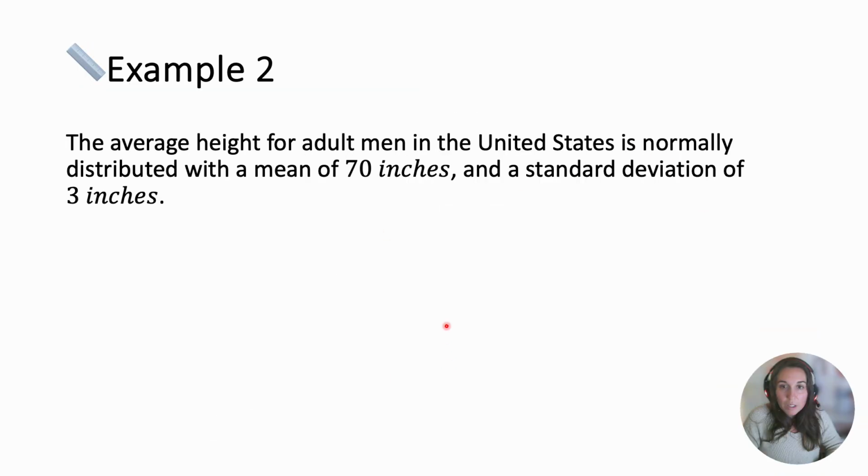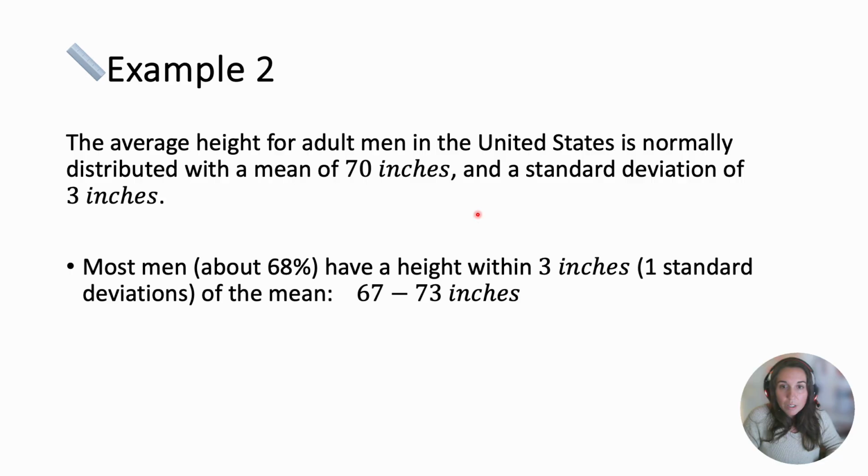And just to give you a context and an application of all that, the average height for adult men in the United States is normally distributed with a mean of 70 inches and a standard deviation of 3 inches, okay? So the average height for a man is 70 inches. And if there's a standard deviation of 3 inches, that means that most men, about 68%, have a height within 3 inches, or 1 standard deviation, of the mean. So 3 inches to the right would be 73 inches, 3 inches to the left would be 67 inches. So most men, about 68% of men in the US, are going to be somewhere between 67 and 73 inches tall.